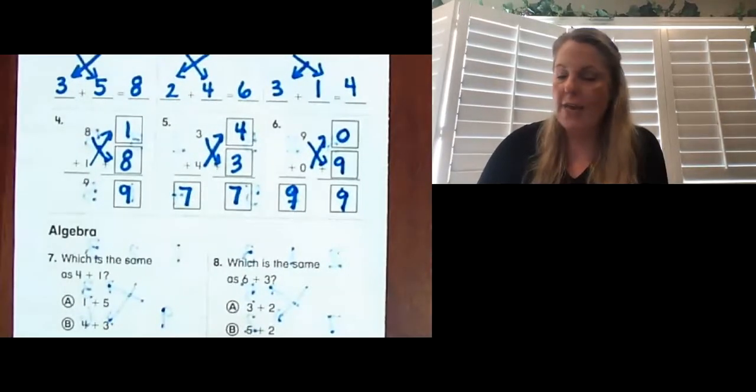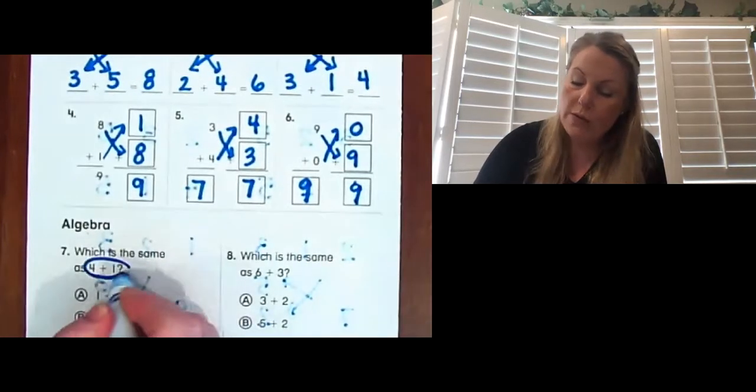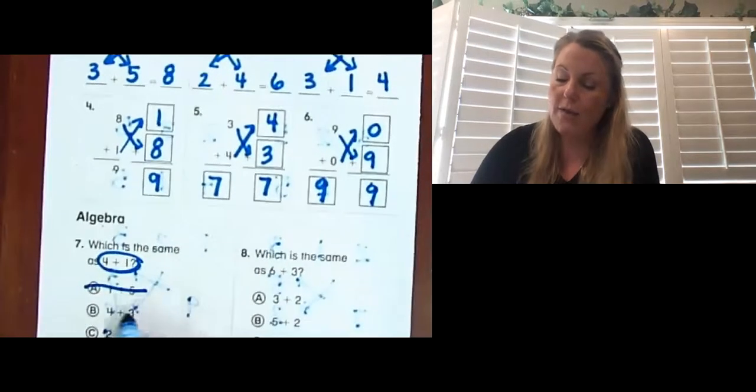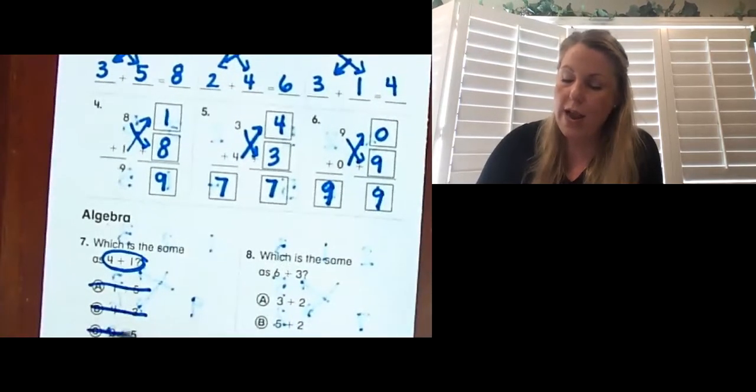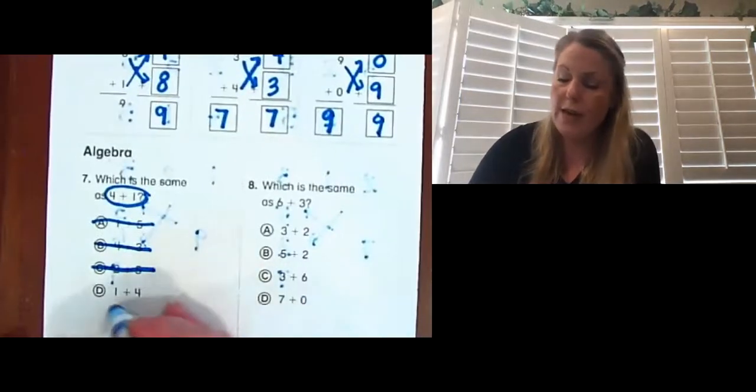Okay. What is the same as 4 plus 1? Remember, we're going to look at those same numbers. It can't be that one because that's 1 plus 5. We're looking for 4 and 1. Oh, let's look at the bottom. We see the number 1 and the number 4. It's just switched.